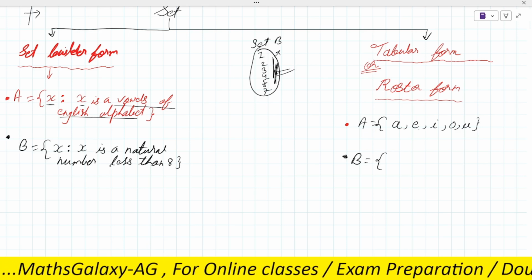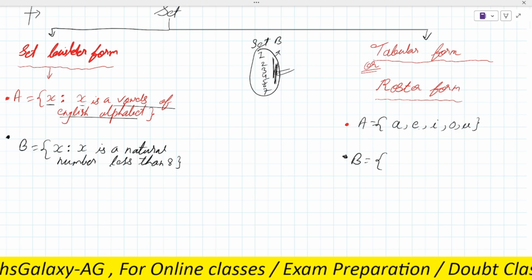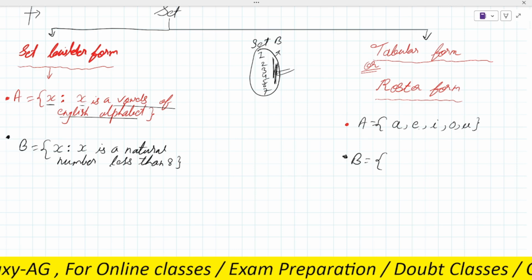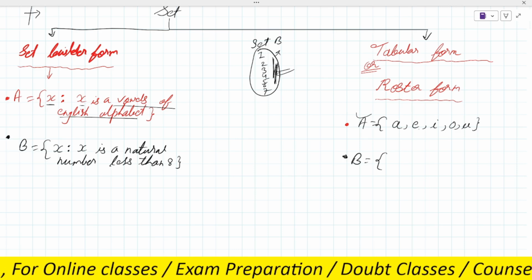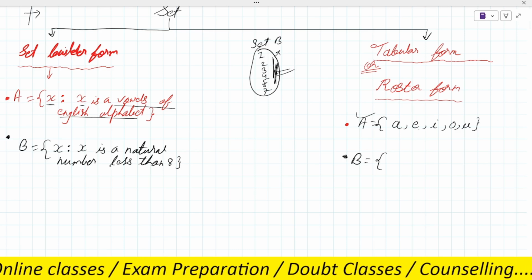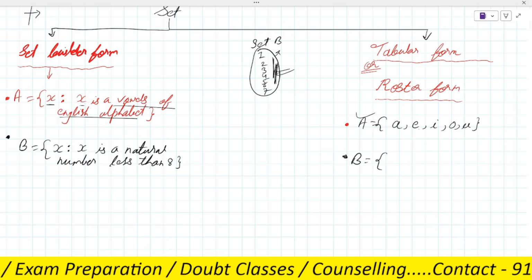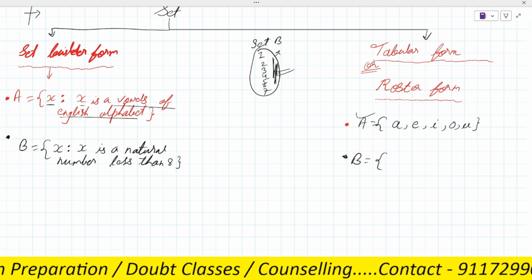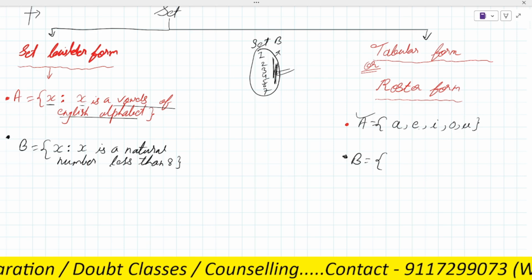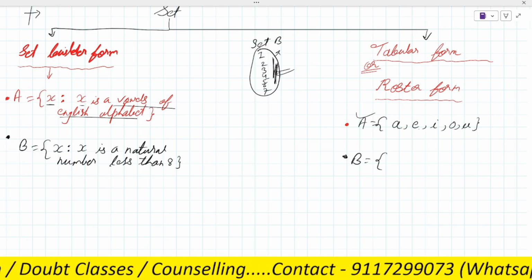Less than 8. You can take the help from the above set A. You can also take the help from this set. So it will be 1, 2, 3, 4, 5, 6, 7. Yes, it will be the elements of the set.